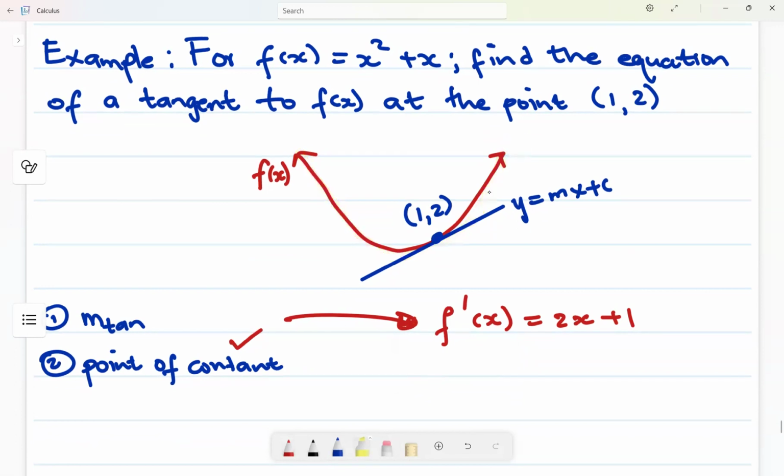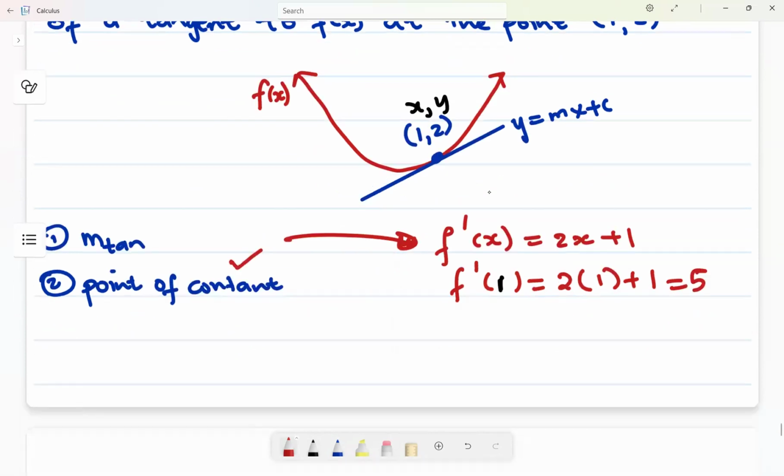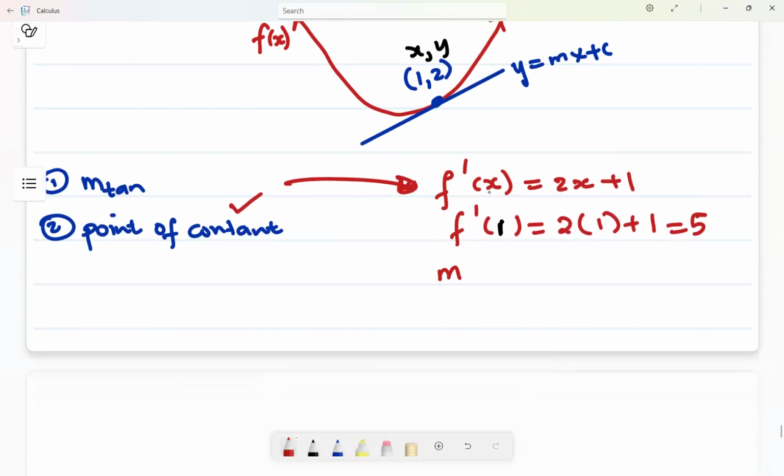But now we want the gradient of this at a specific x value. Which specific x value? This one. Remember, this is x and y. At the specific x value, which is 1. So we want to know at a specific x value, which is 1, we get how much? You're going to say 2 into, remember the gradient of a tangent should be just a number, okay? 2 into 1, 1 plus 1. Then you get how much? You get 3.